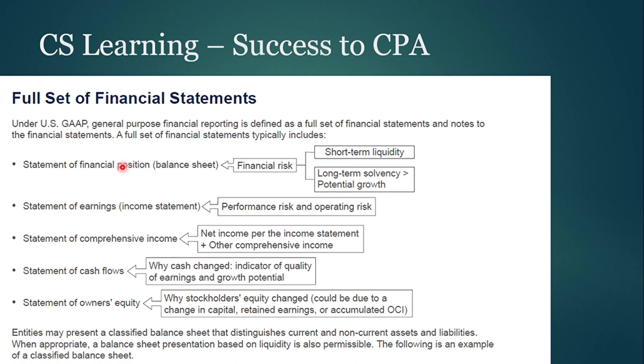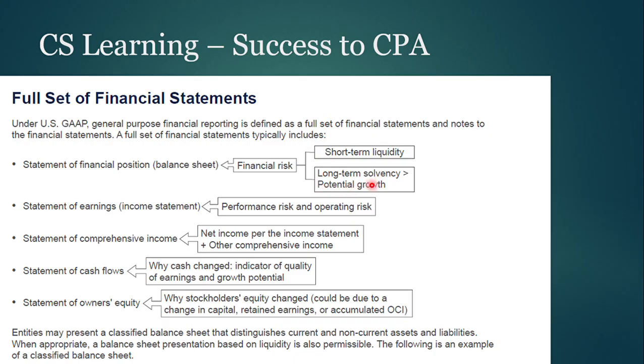I'm just making these pointers for your easy understanding. The statement of financial position means the balance sheet. In general terms, we used to call it the balance sheet. It basically gives you information about financial risk, like how good you are in short-term liquidity and how good you are in long-term solvency. By checking the balance sheet, we can understand whether our liquidity is better, whether our solvency is good, or whether we have any potential growth or not.